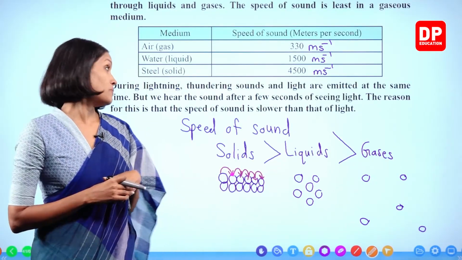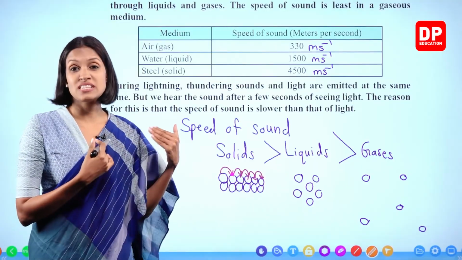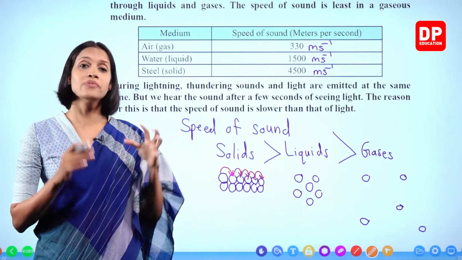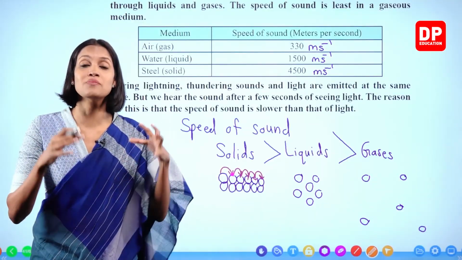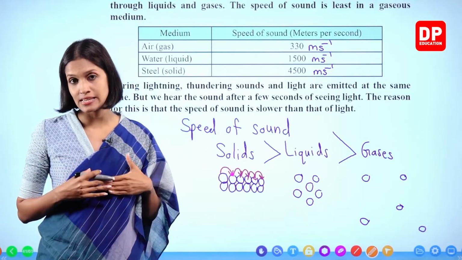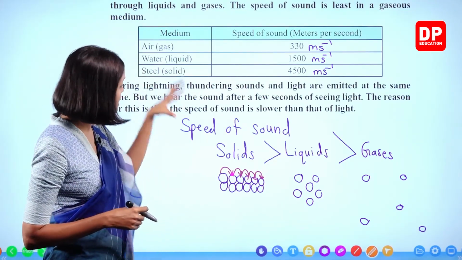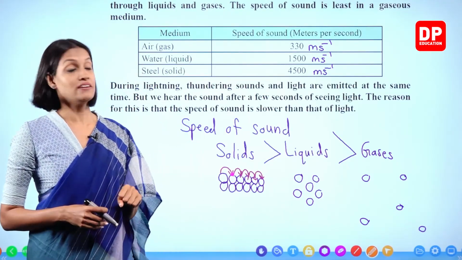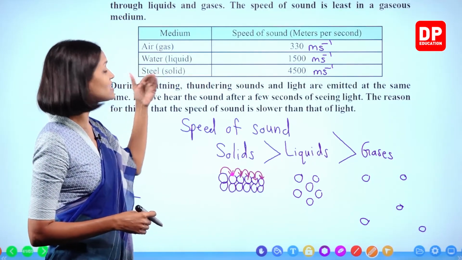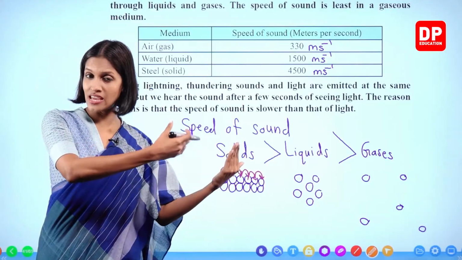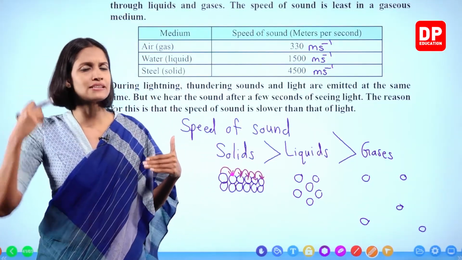You're going to learn about lightning and thundering later in the upper grades. Remember, they both occur at the same time, which means simultaneously. Right, children? Still, we see the light first, and we hear the sound a bit later.